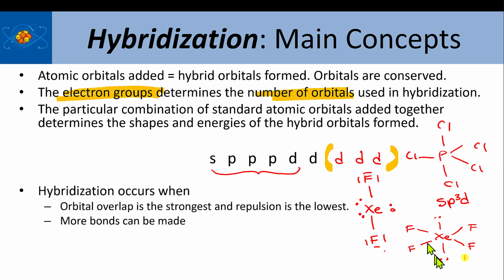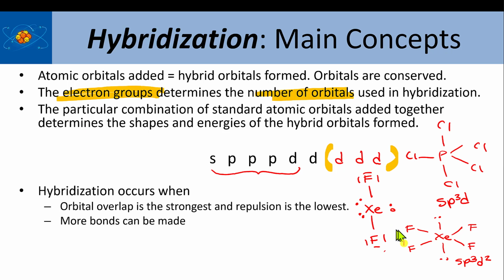Now, if we did XeF4, then I have, and I left the lone pairs off the fluorines, but they all have octets. If I do XeF4, then I have 1, 2, 3, 4, 5, 6 groups. And this would be sp3, and then I have to use 6 groups, so it's 1, 2, 3, 4, 5, 6, sp3d2, because I have to use both of those d orbitals.